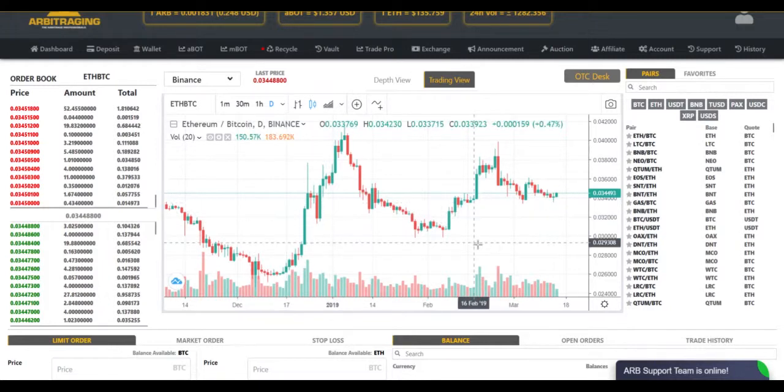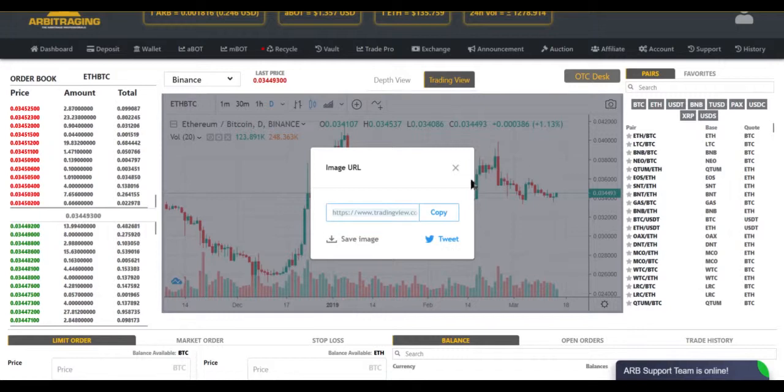And if we look here, there's a lot of features I didn't even know about. We got the camera. You can take a picture of your trade or your profit or maybe a question that you have. You can get help with it. You can save the images. You can tweet it. I mean, there's a lot you can do here. This is awesome. It's really neat. I love it.